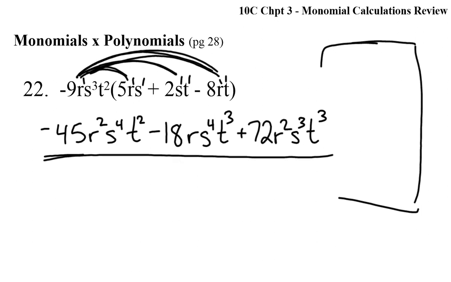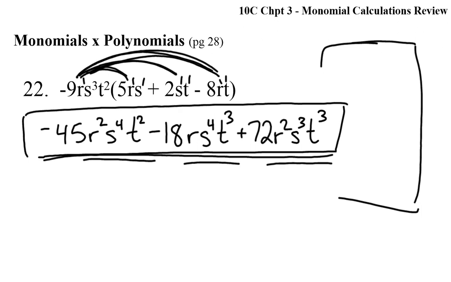At this point, look, are there any like terms that could be combined from the other day? After multiplying, can you simplify further? But what I have, r squared, rs^4 t squared, rs^4 t cubed, not the same, and r squared s cubed t cubed. No terms are the same. Nothing can be combined. So there's our answer for the monomial times the trinomial.